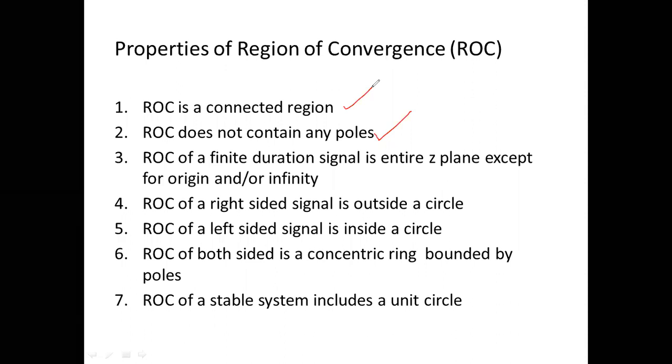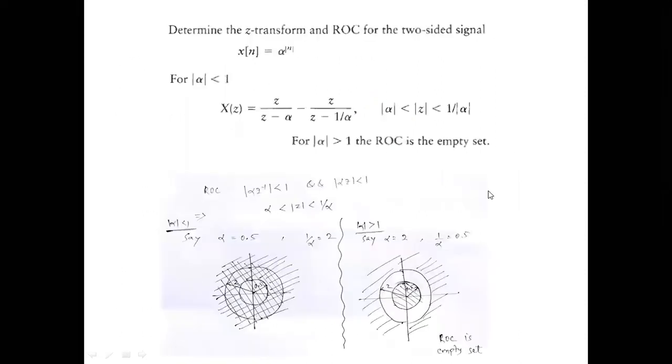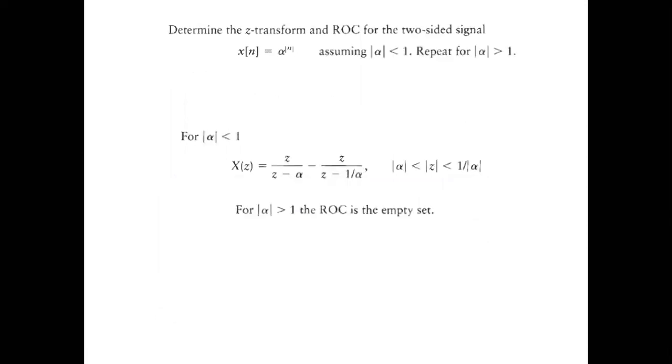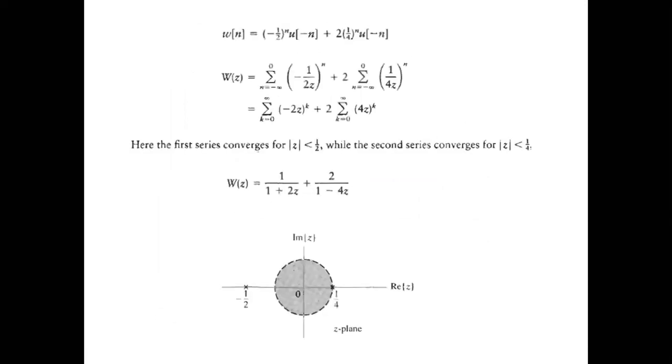Now let us see what is the definition of a pole, by the way. What is meant by a pole? Let us take this particular example here. See, there is a pole at z equal to 1 by 4.